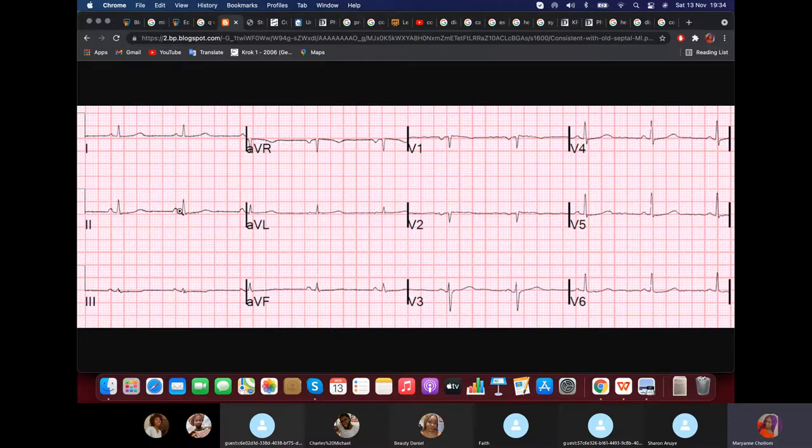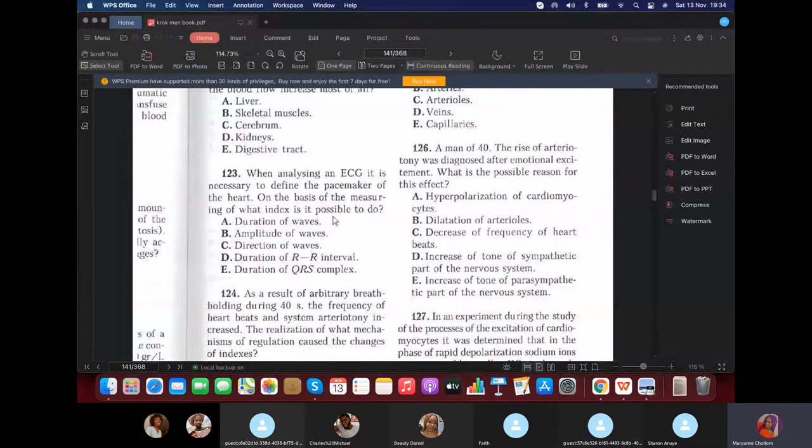Now, the RR interval gives the heart rate. From here, count 1, 2, 3, 4, let's just say 5, because I don't want to be doing 300 divided by 4. 300 divided by 5 is 60 beats per minute. Can you see that the distance between here and here, here and here, is the same thing? Yes. So this ECG I'm showing you is regular, and you can see there's normal PQRS.